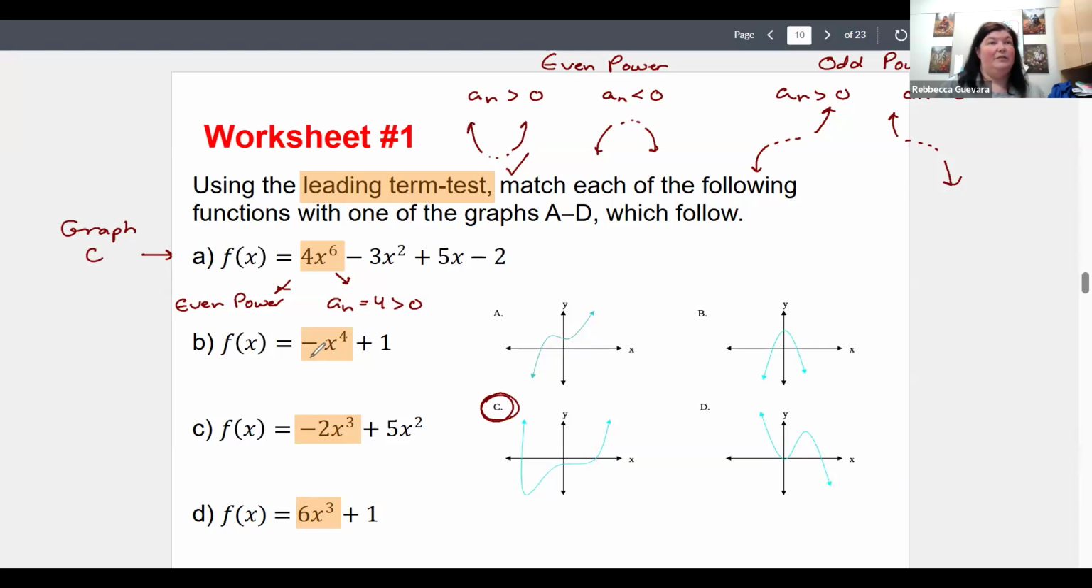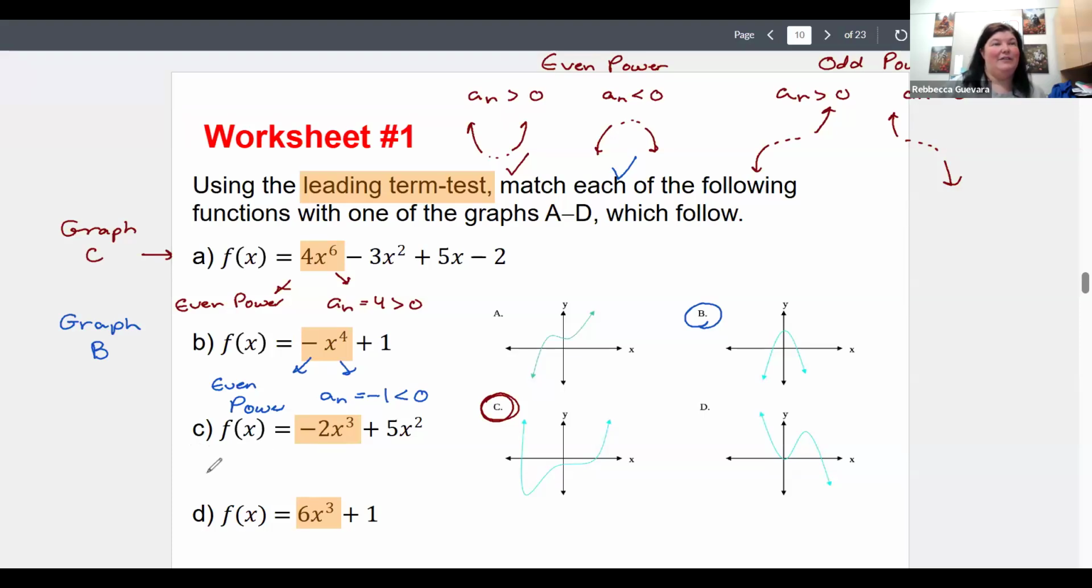Now if we look at B, we're going to see that we have an even power again. But this time we have a -1, so my coefficient is -1, which is negative. So it's even, but the coefficient is negative, meaning we're looking at this place right here where it opens down at both ends. And the graph that matches that is B. So graph B matches with equation B, function B.